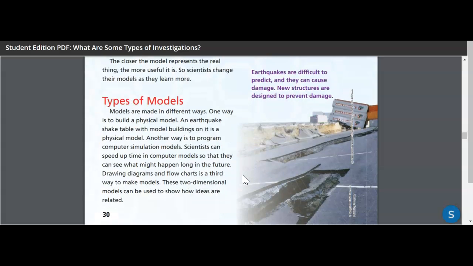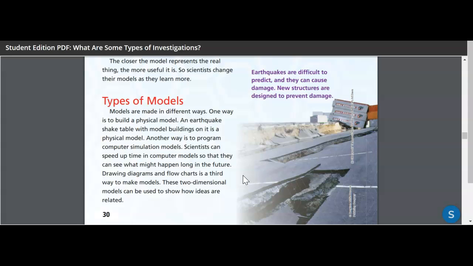So, types of models. Models are made in different ways. One way is to build a physical model. An earthquake shake table with model buildings on it is a physical model, right? The table moves, the buildings on it do whatever they're going to do, and the scientists observe what they do. So scientists can speed up time in computer models so that they can see what might happen long in the future. Drawing diagrams and flowcharts is a third way to make models.